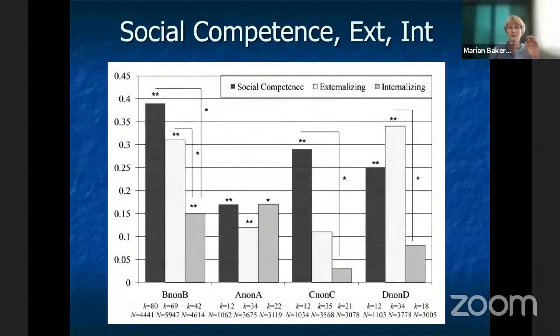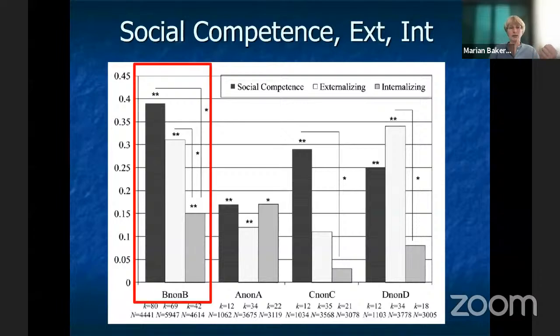Now, I have a brief intermezzo about what secure attachment and insecure attachment predict in children, because that is also a way of emotion regulation. And what you see here on the left-hand side is the comparison between B, that is secure children, and non-secure, non-B children.